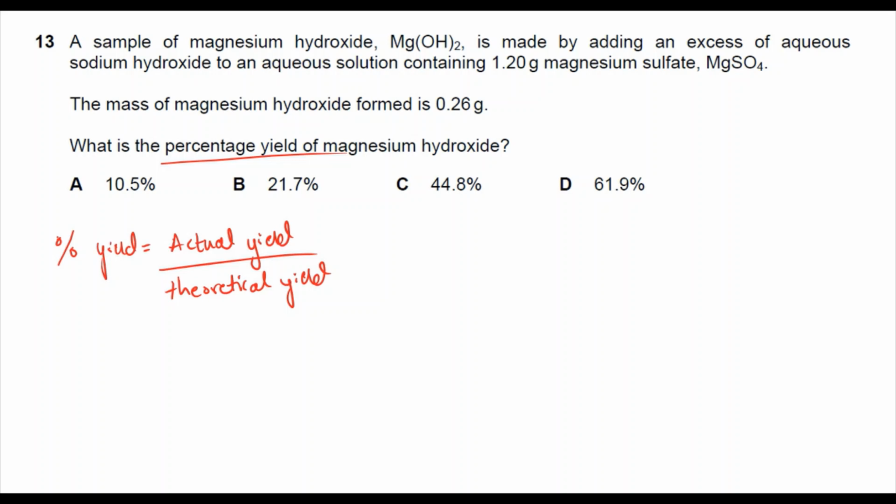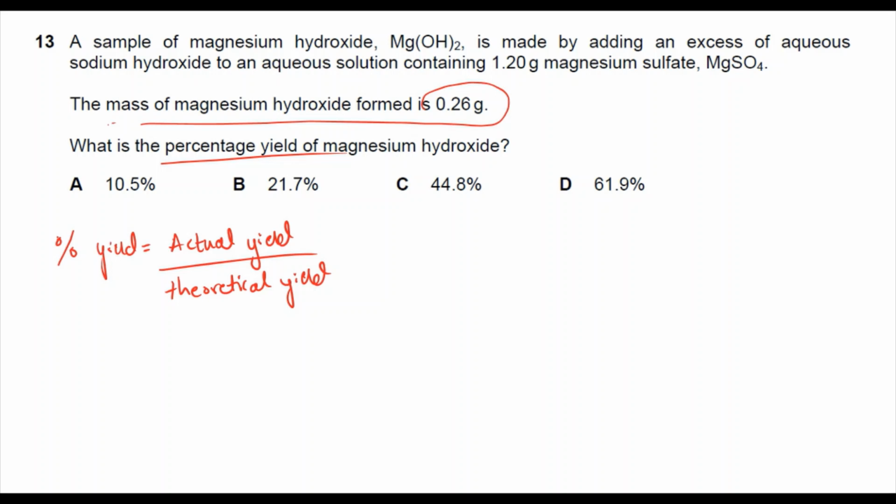The actual yield is what you get for real. So the actual yield has been given to you: the mass, that's 0.26 grams. I need to find what I was expecting, what mass of magnesium hydroxide was I expecting to be formed according to the data I have. So in theory, how much mass of magnesium hydroxide was to be formed?